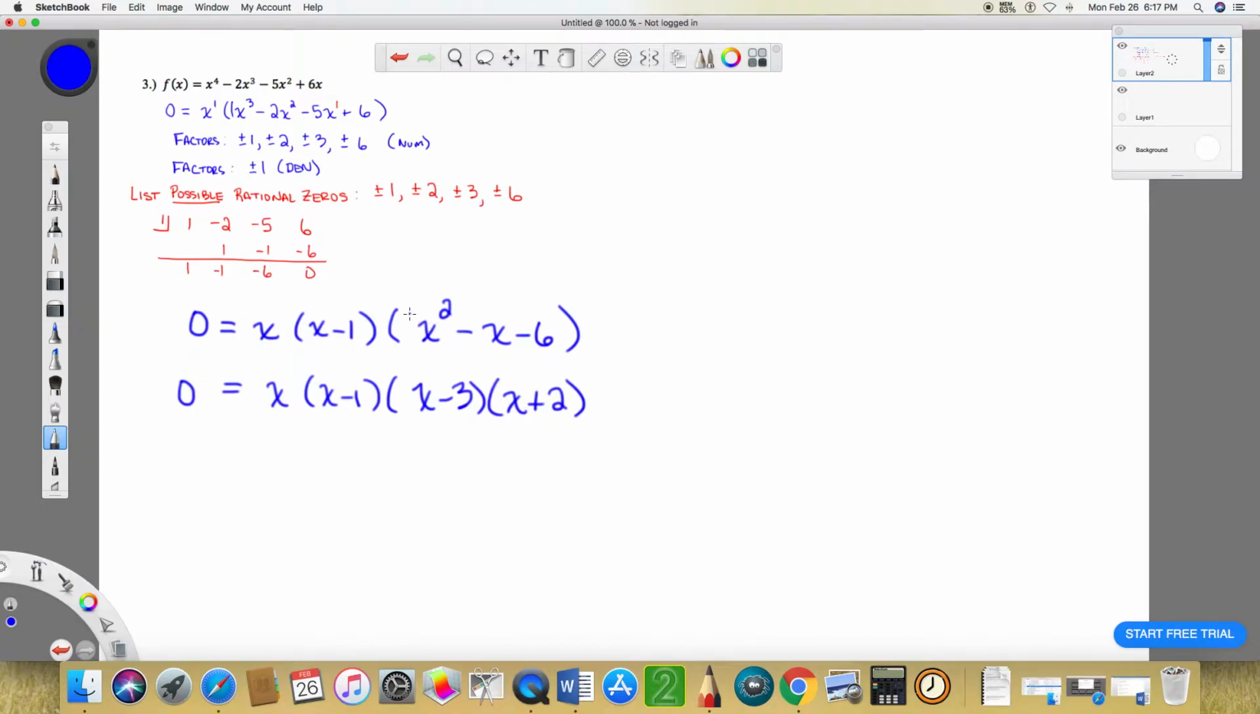Your x method can factor this, or since this leading coefficient's 1, just by trial and error, you can immediately see how it factors. So this will give us our possible zeros if we set each individual factor equal to 0 and solve. So we've got 0, and then 1 minus 1 would be 0. 3 minus 3 would give us a 0. And -2 plus 2.